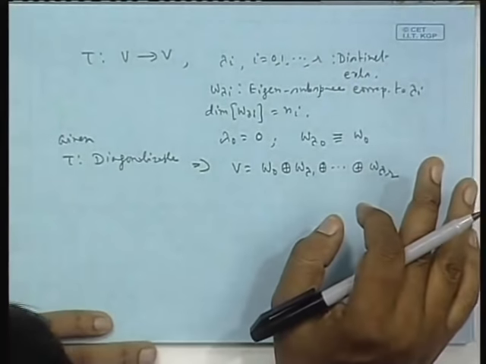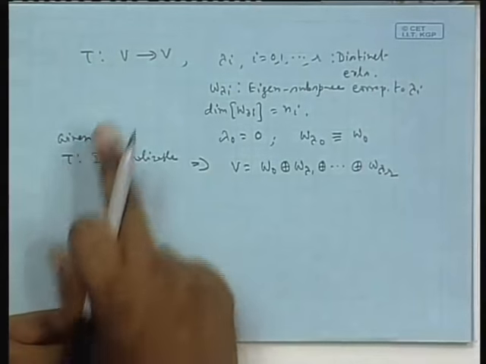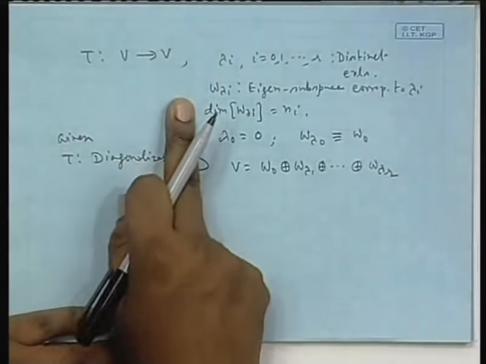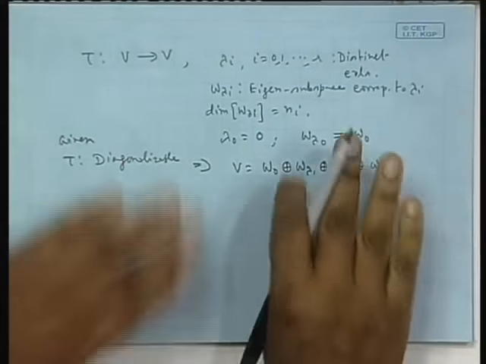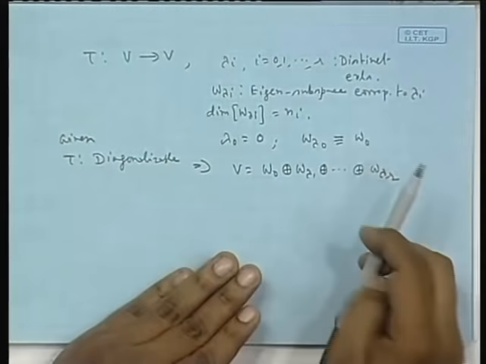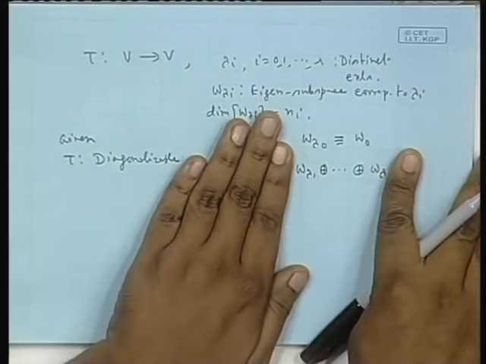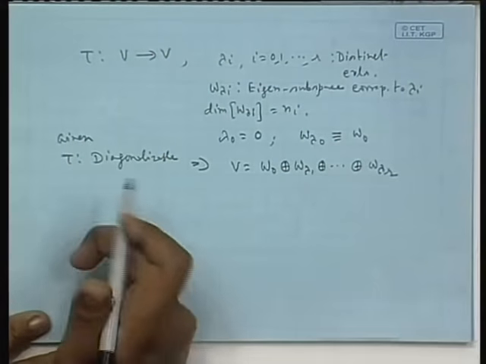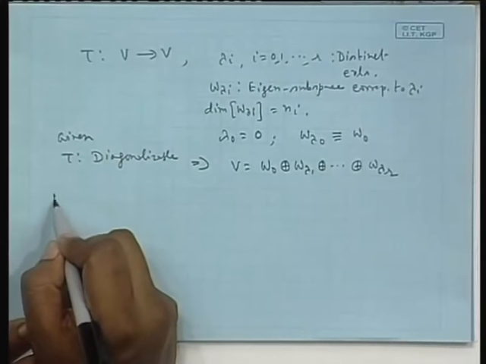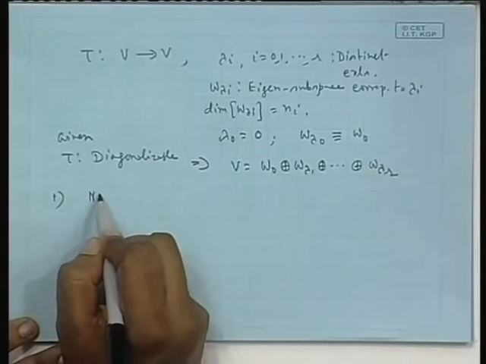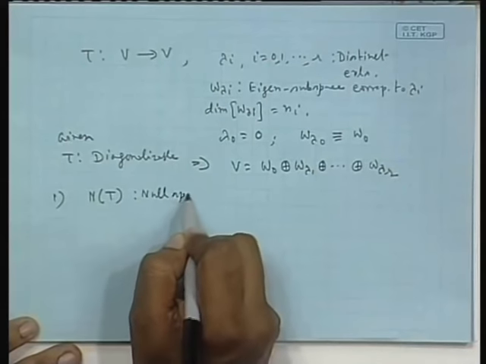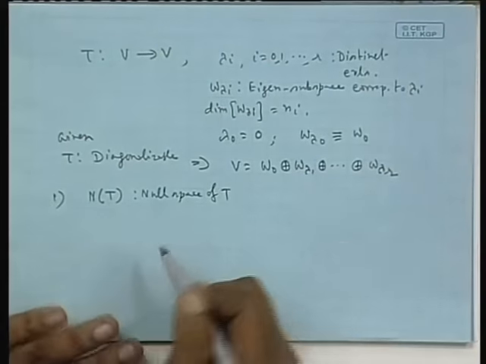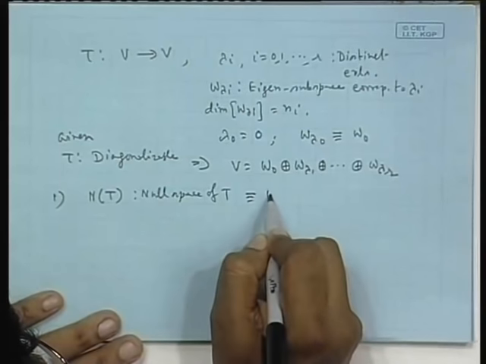Then our claim is that this operator T, which takes V to V, has its null space given by W 0, and its range space will be given by this. That is the first result: the null space N of T, in case you have forgotten the notation, the null space of T is identical to W 0.